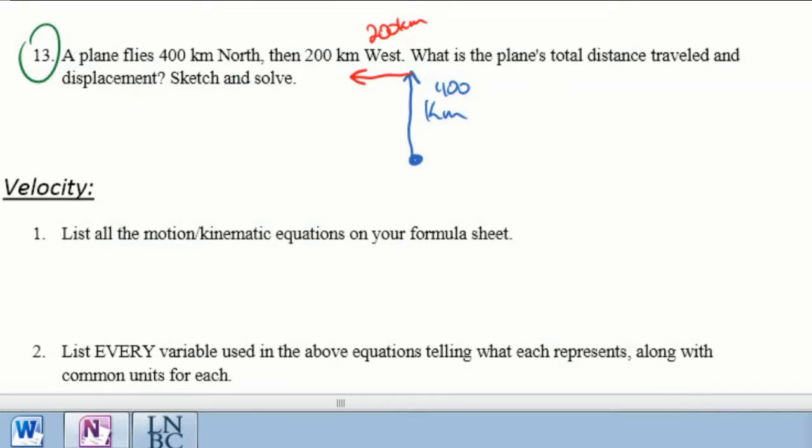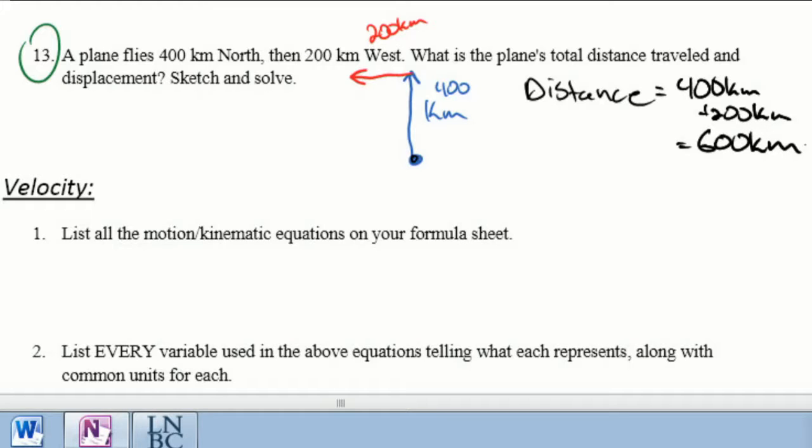So the first thing it asks is distance. And remember, distance is just how far you went. So if you started here and you went up and over, well, you traveled 400 and then 200. So that's going to be 400 kilometers plus 200 kilometers is 600 kilometers. There you go. So your distance is going to be 600 kilometers.